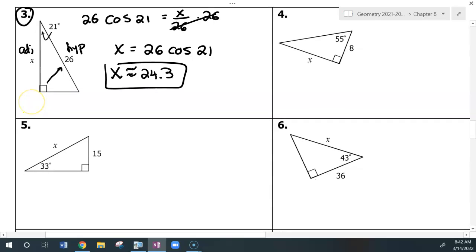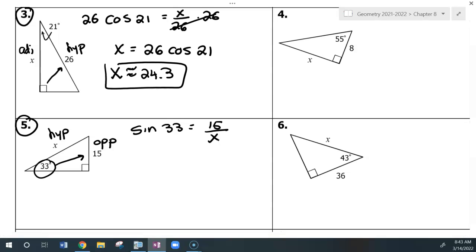All right. Take a look at number 5. Label your sides. Here's my angle. I have to go across to get to the 15, so that's opposite. And x is the hypotenuse. So who has opposite and hypotenuse? Why, that is sine. So sine of 33 equals 15 over x. Now x is in the denominator this time. Do not multiply both sides by 15. You're always going to multiply by whatever is in the denominator, so in this case, it's x. Multiply both sides by x. Those go away. So then I have x times the sine of 33 equals 15.